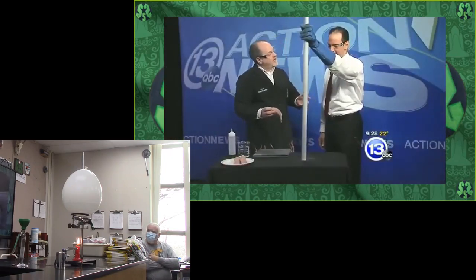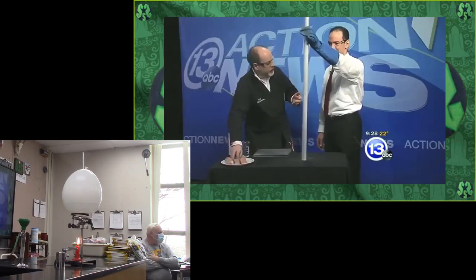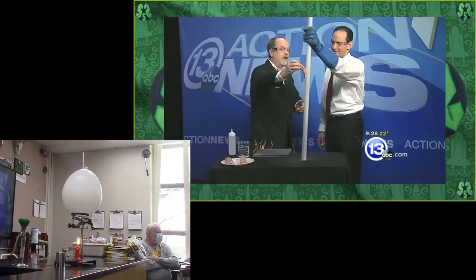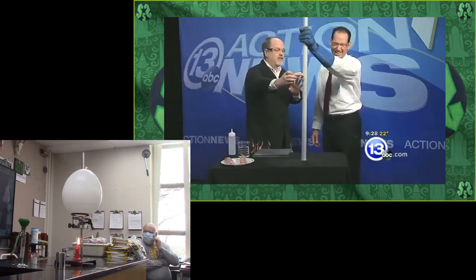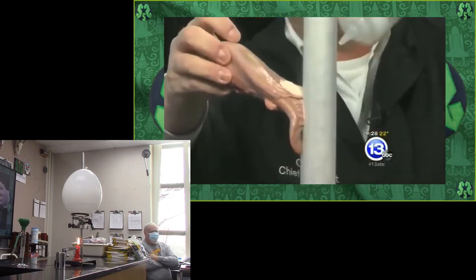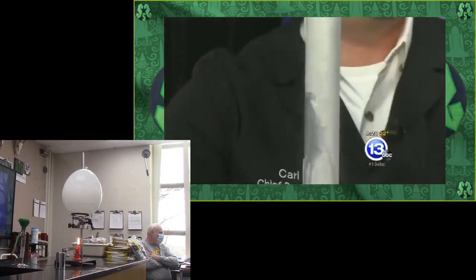And we actually talked to the Toledo Fire Department about this. It's kind of a little bit of a myth that they get calls about tongues sticking to poles. But it definitely will stick, so don't try that. And if it does happen, here's what you do: you get some warm liquid and you just apply it. The tongue will come off.